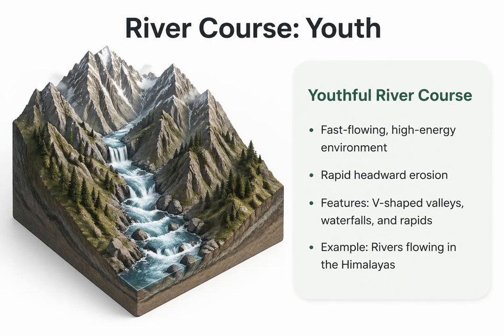Now let's look at the entire course of the river, starting near its source. Young rivers are incredibly dynamic. They are fast-flowing, high-energy environments where rapid headward erosion occurs, regardless of how hard the underlying rock is. Because the water is rushing down steep gradients, this is exactly where you will find dramatic features, like V-shaped valleys, turbulent rapids, and cascading waterfalls. The rivers originating high in the Himalayas are perfect examples of this youthful stage.